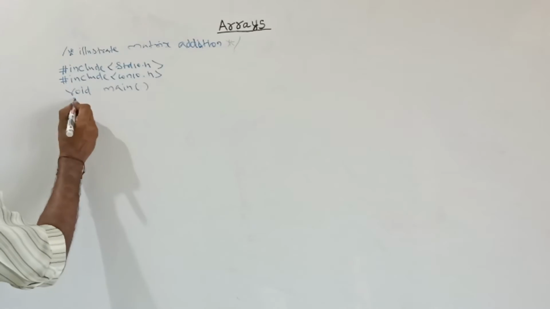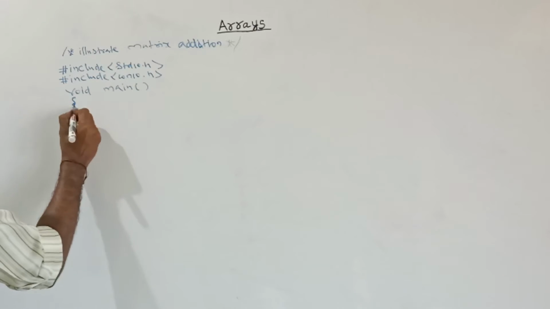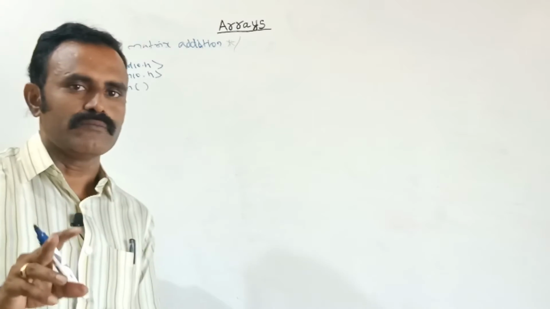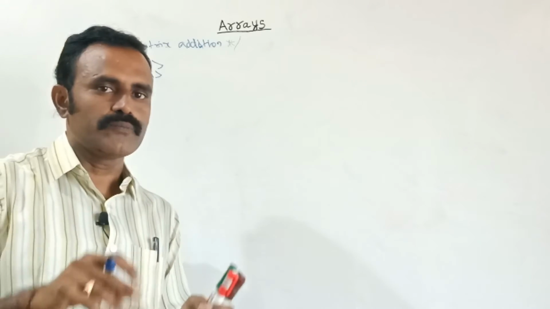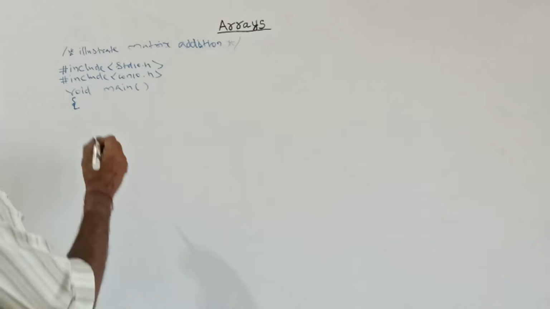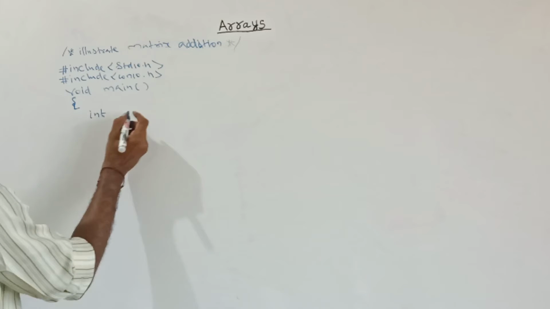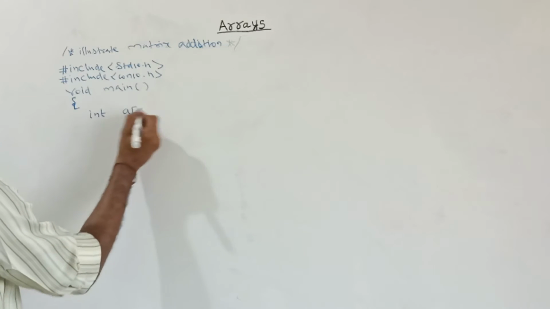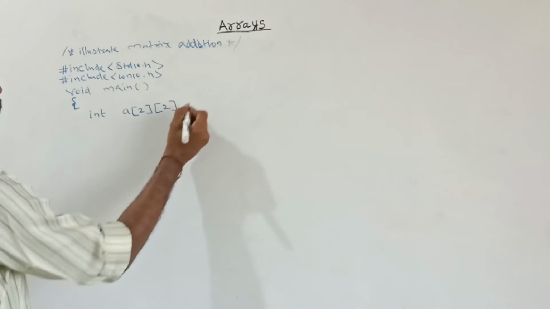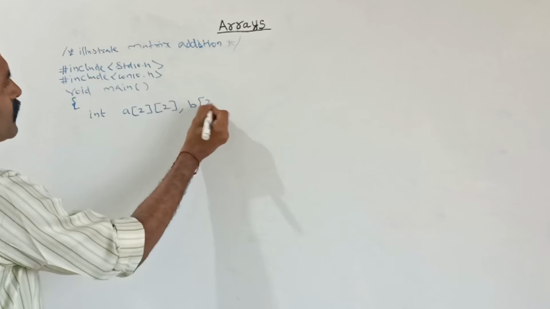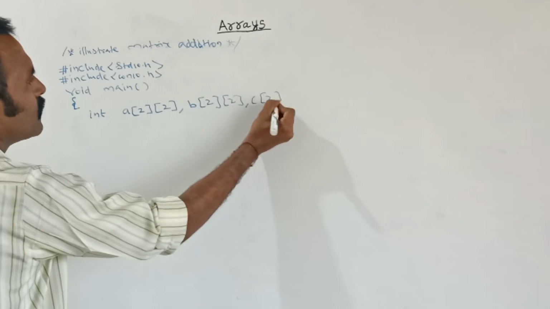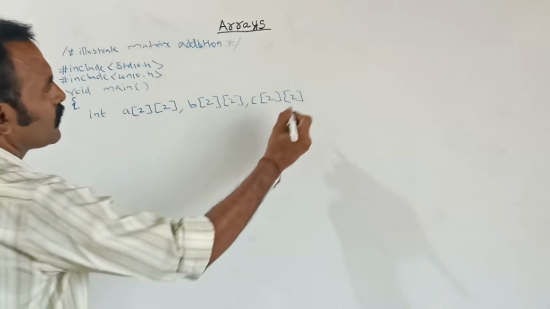So here totally I want to declare a two-dimensional array variable. We should declare 3 variables. First 2 variables are to get the input, and the third variable is to store the result. So here integer A of 2 cross 2 matrix, so here I am using 2, comma, B of 2 and 2. Next C of 2 and 2.